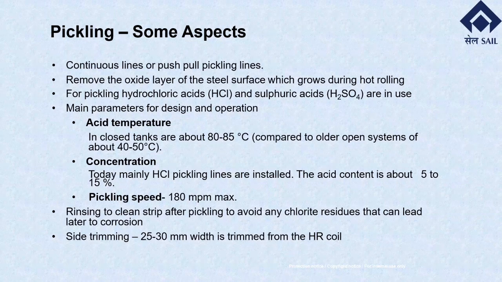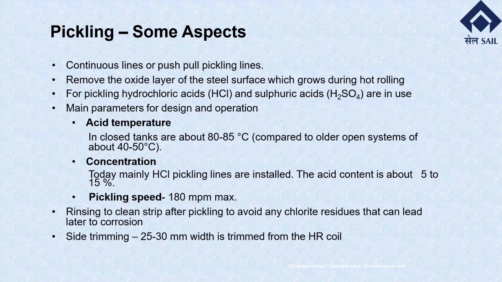Then we have a side trimmer for close width tolerance. We trim around 25 to 30 mm width from the HR coil. Say for 1280 from HR coil, we reduce the width to 1250, and what we can closely achieve is plus 2 tolerance maximum, and in negative tolerance it is 0.